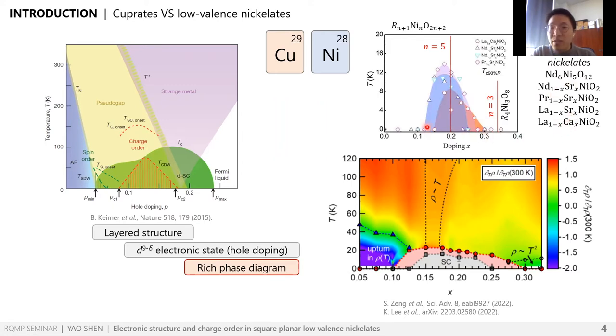And these are all the superconducting nickelates. If we put the superconductivity domes of them together, they almost overlap with each other. And you can also put other members, like the n equal to 5 member.